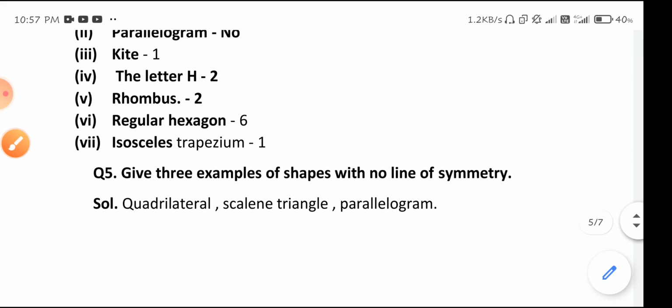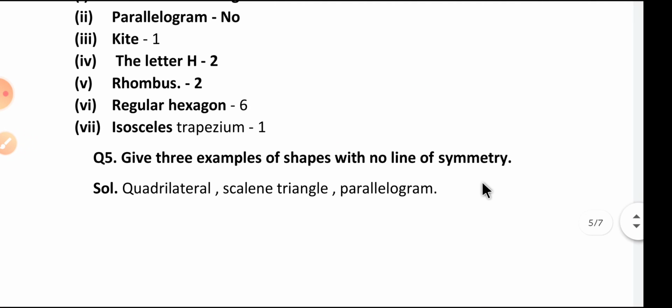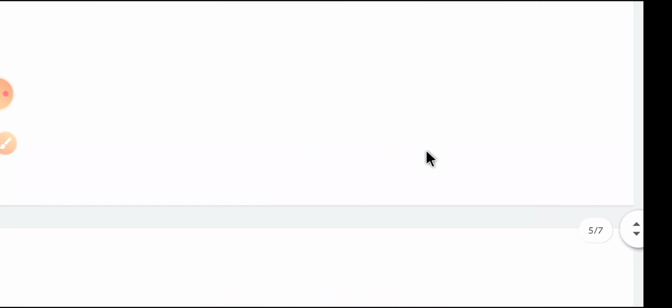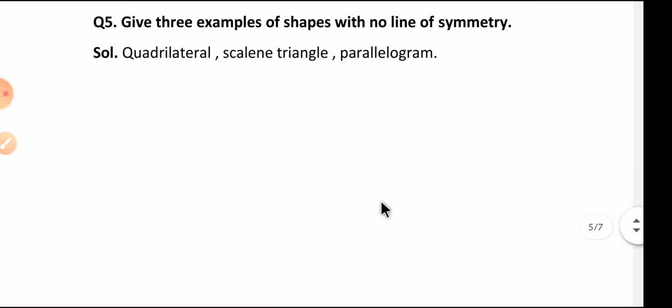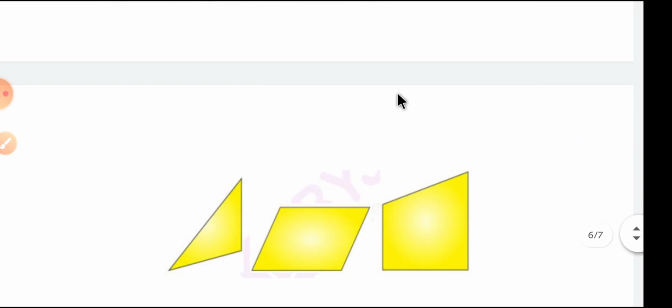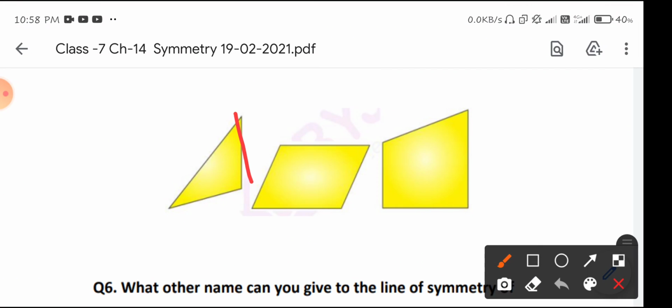Then question number 5, give 3 examples of shapes with no lines of symmetry. We have to write any 3 examples in which no lines of symmetry is possible. So first one is quadrilateral. Quadrilateral means a figure which has 4 sides but all 4 sides are not equal. Then scalene triangle and parallelogram. You can see this figure. Scalene triangle means in which all the sides are not equal. So you can see there is no line of symmetry possible.